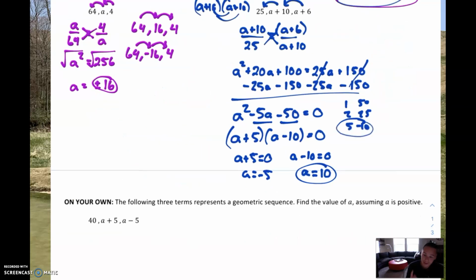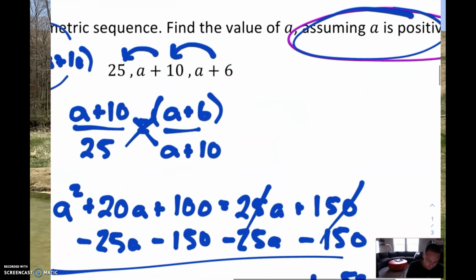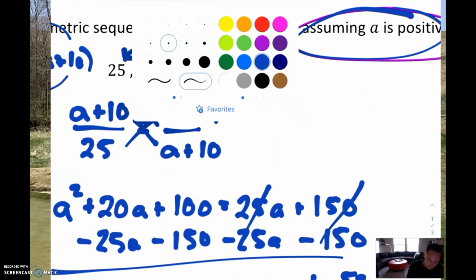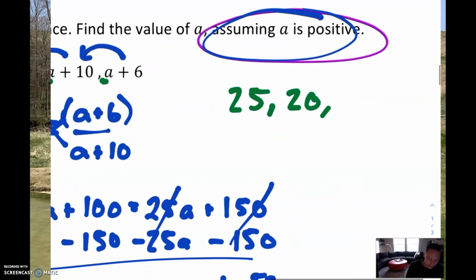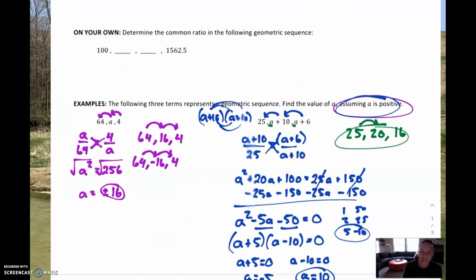Now let's double check what actually just happened. We start with 25. And if a is equal to 10, then 10 plus 10 gives you 20. And if you plug in a 10 here, 10 plus 6 is a 16. So to get from one term to the next, 20 divided by 25 is 0.8. And 16 divided by 20 is also 0.8. So it's multiplying by a common ratio of 0.8 every single time. And that's now a geometric sequence.